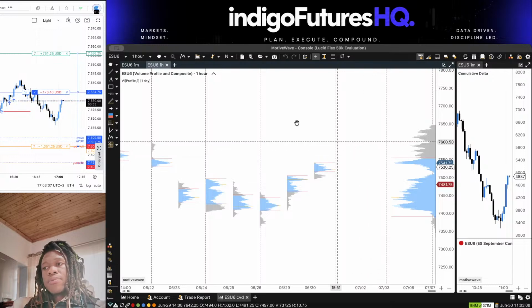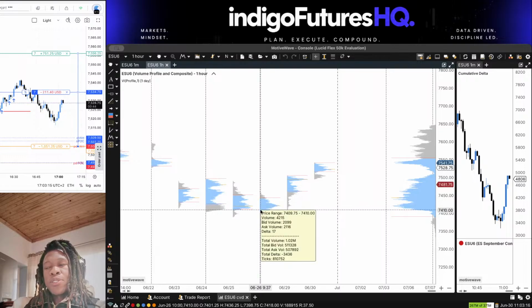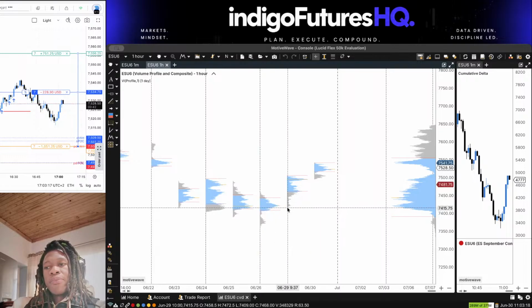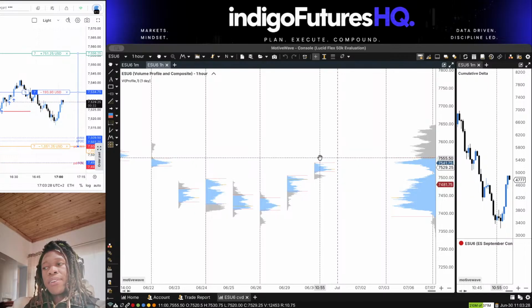If you're just looking at the volume profiles right now, that was Friday, this was yesterday, this is today's volume profile. And you see, we're moving higher. So if we are gonna find a place where we're gonna rotate, I do believe it will have to be around here.